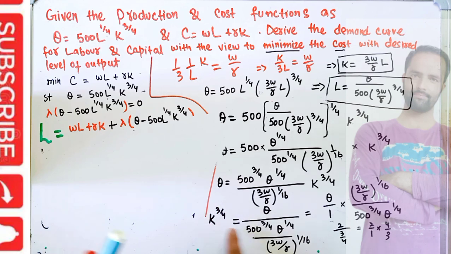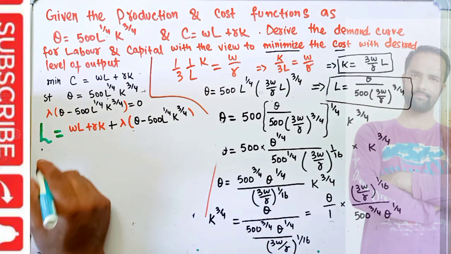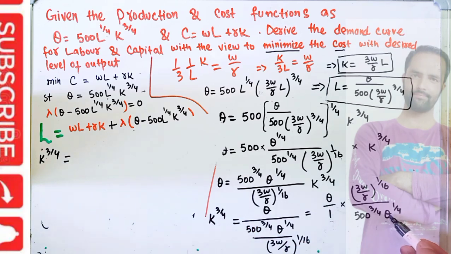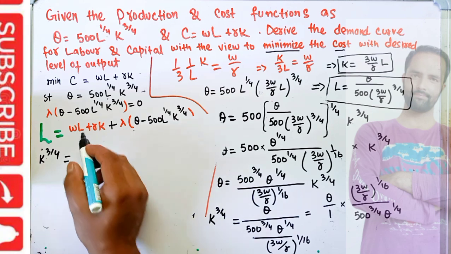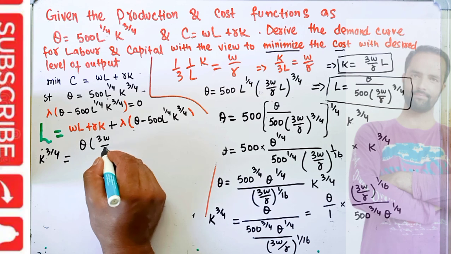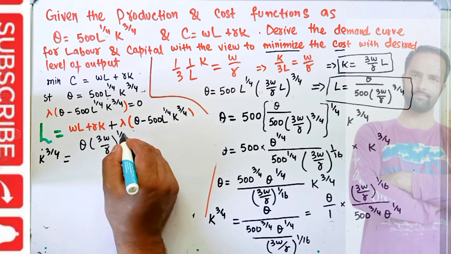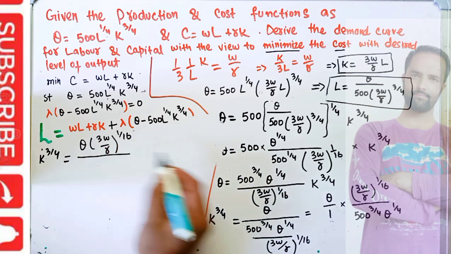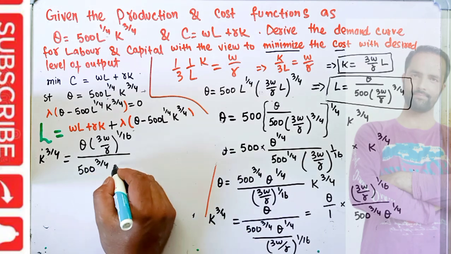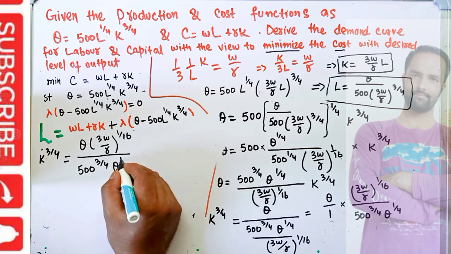So k to the power 3 upon 4 is equal to this stuff. Again, k to the power 3 upon 4, I got it here. If I transpose this k to the power 3 upon 4, or let me write it here like this, we have (3w upon r) raised to the power 1 upon 16, divided by 500 to the power 3 upon 4, sorry, q to the power 1 upon 4.